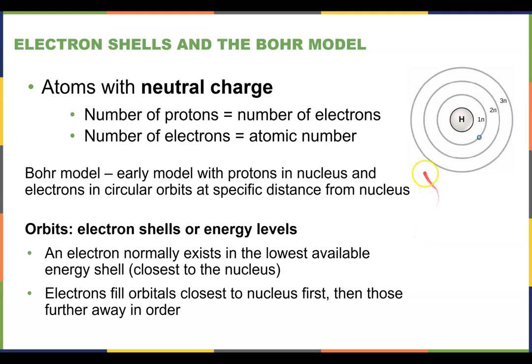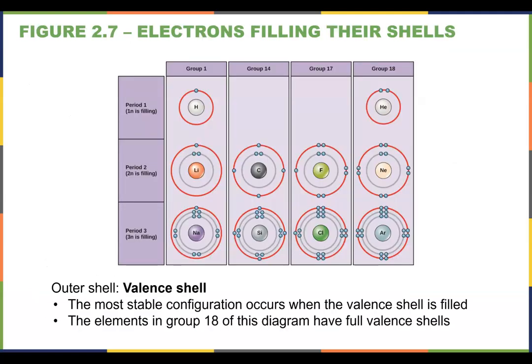Electrons will normally inhabit the lowest orbital or the closest orbital to the center of the atom, and will fill them going outward. Okay, so electrons fill orbitals closest to the nucleus first, then those further away in order. So as these orbitals fill up, we'll go to the next one. As that orbital fills up, we'll go to the next one, and so on and so forth. And again, this is a Bohr model. It is highly simplified for our sake.